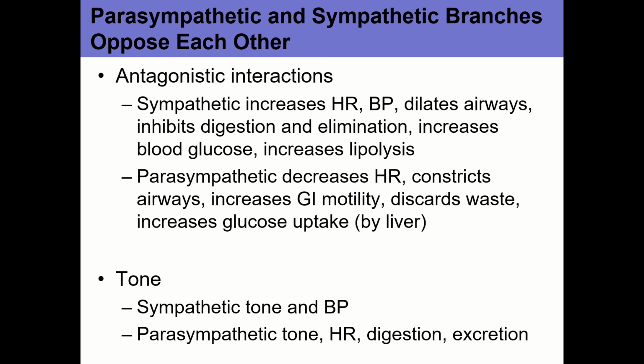And then the parasympathetic branch does all the opposite things, right? So it's going to decrease heart rate, constrict your airways, so cause bronchoconstriction, increase gastrointestinal motility, help you defecate and urinate, and then increase glucose uptake by the liver so that you can store that glucose inside of the liver and make glycogen to keep your blood sugar up later when you're fasting.